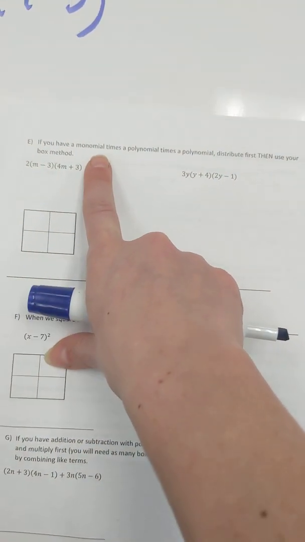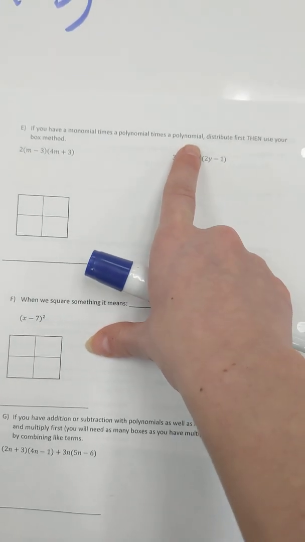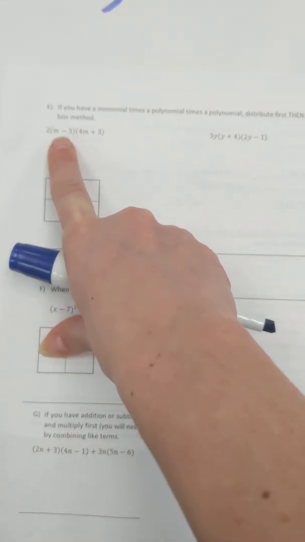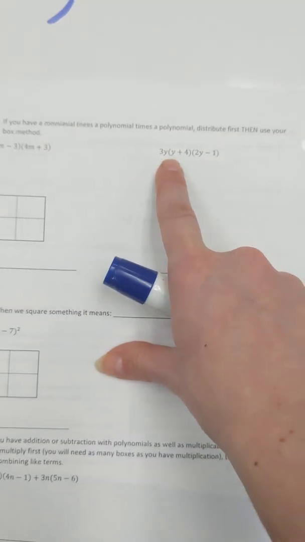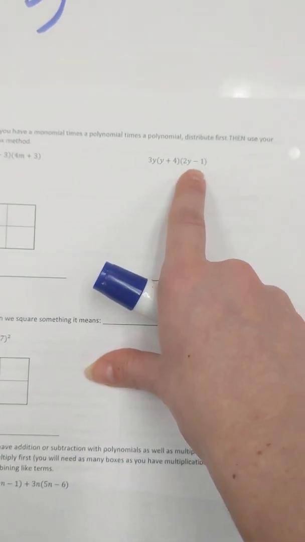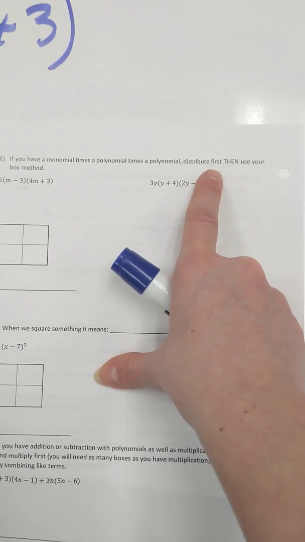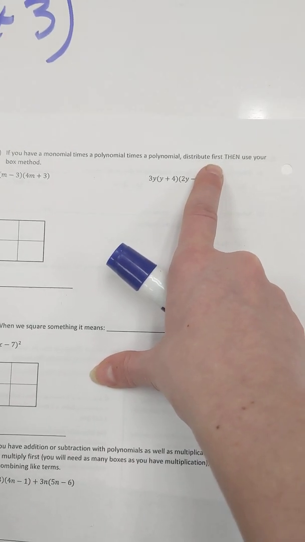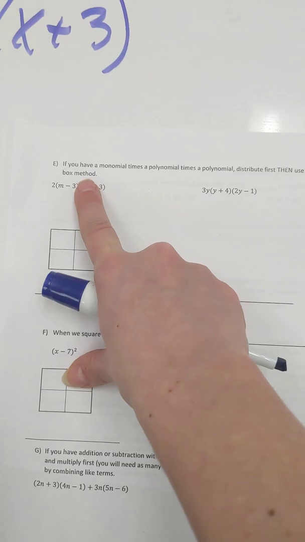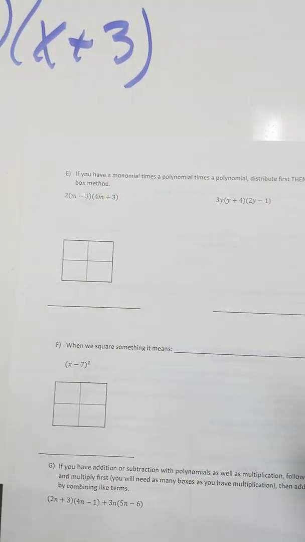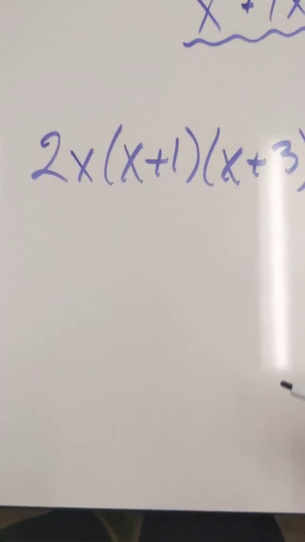All right, now if we have a monomial times a polynomial times a polynomial. So one term, multi-term, multi-term. You're going to distribute first to just the first set of parentheses. Then you're going to use your box method. Okay, so I have an example here.